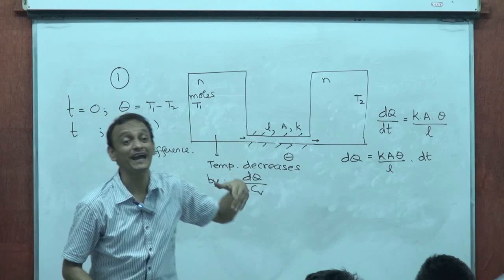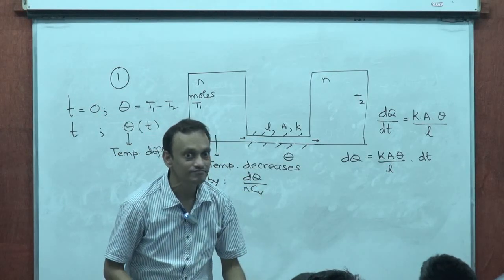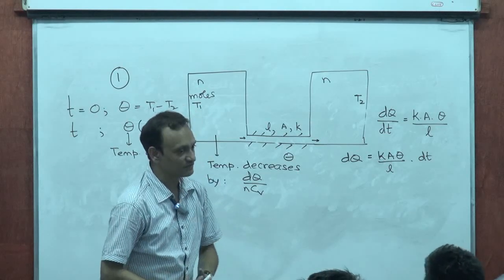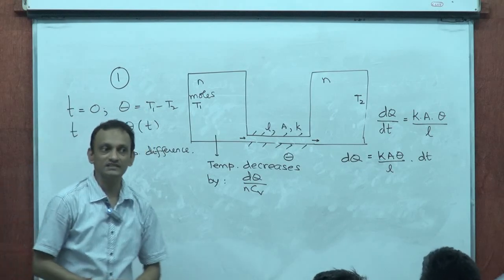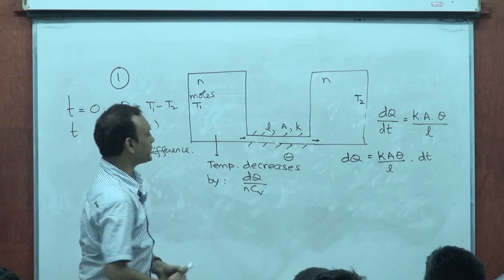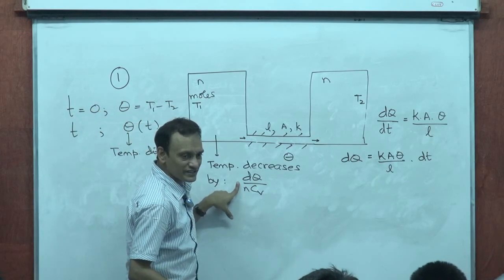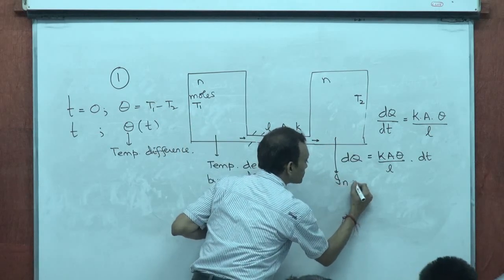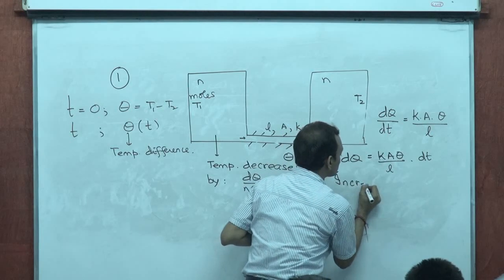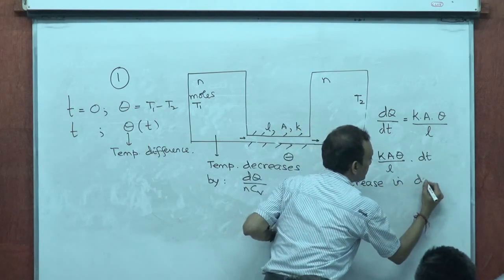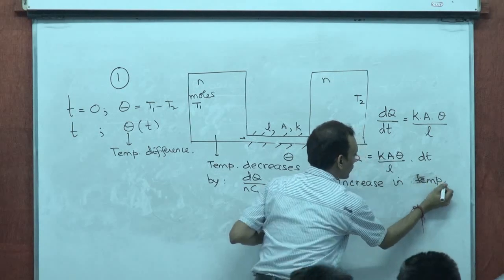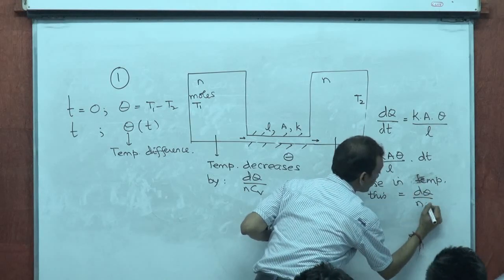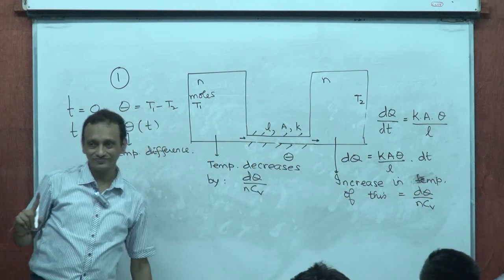Cv for a monoatomic gas is 3R by 2. Gamma is 5 by 3. Cv is 3R by 2. Cp is 5R by 2. Right? So the decrease in temperature of this is dQ by nCv in a small time dt. The increase in temperature of this, because this has gained dQ, is going to be dQ by nCv. Yes or no? Right?